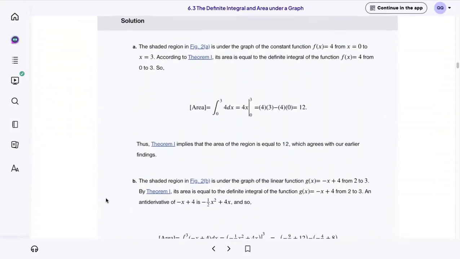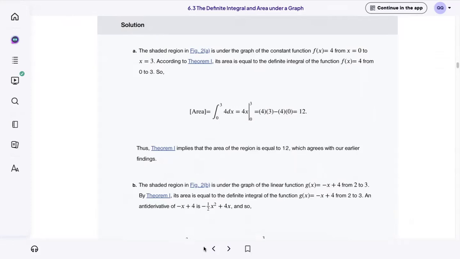So this is doing one example. The function is a constant function. The function is just f equals 4. Let's draw the picture. We have the x-axis and the y-axis, which is the same as f of x. Then this is the value of 4. So f of x equals 4 is just this horizontal line, a constant function.